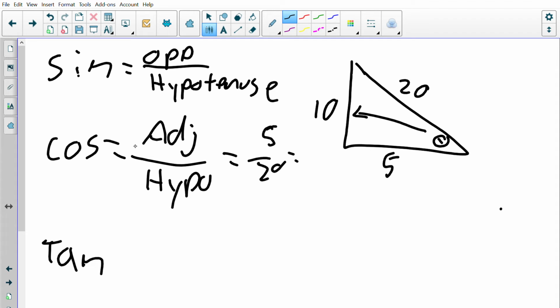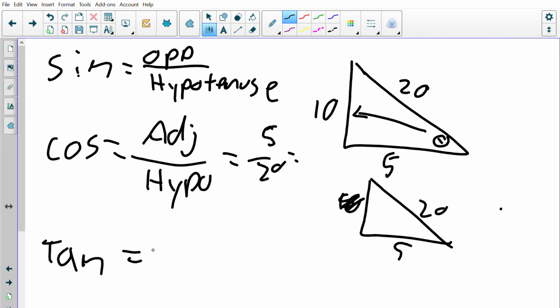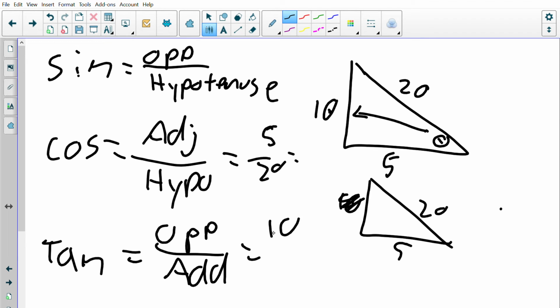The only reason that we have two different ones is maybe this is all the information we have, the 5 and the 20. Okay? So we can't use sine because we don't know what the opposite is. We know this information, so we can figure out this side. Okay? And then tangent is opposite divided by adjacent. Okay? And that would tell us the measure of this angle. Okay? So all three of these told us the measure of this angle.